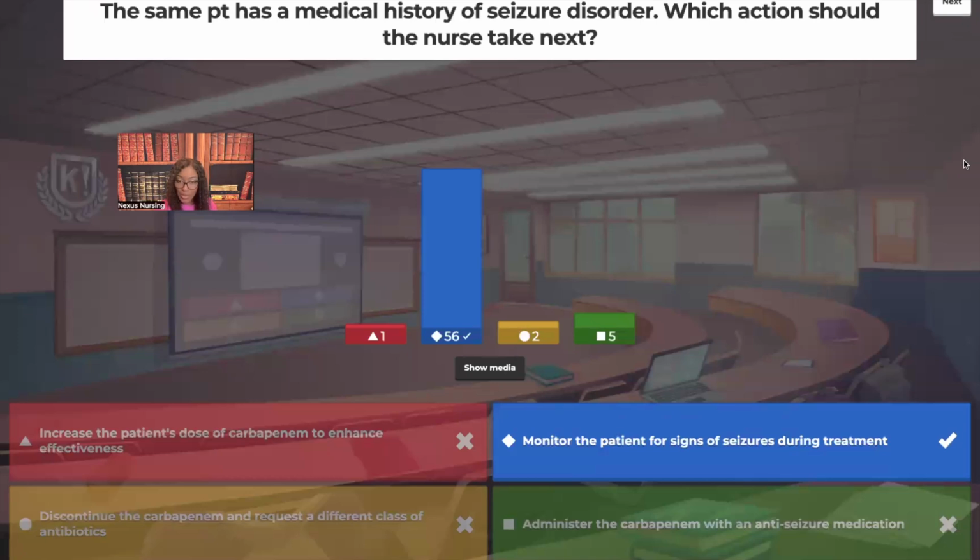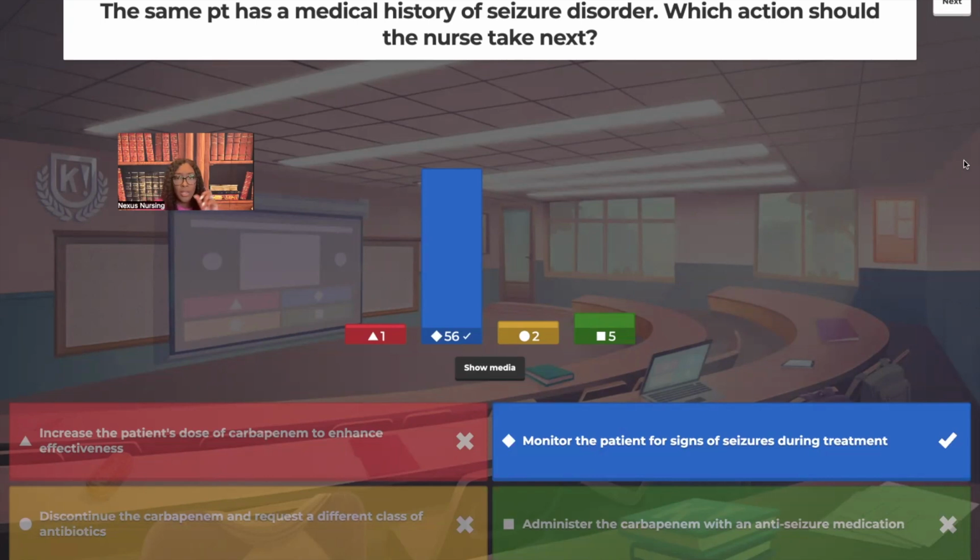Most of you guys chose the correct answer. Good. You're going to monitor for signs of seizures during this treatment. Why? I already explained to you. You can't change the dosage that the patient's getting. You cannot discontinue the drug that the patient's getting. So those two would automatically be out. And last, administer the carbapenem with the anti-seizure medication? No. And here's why.